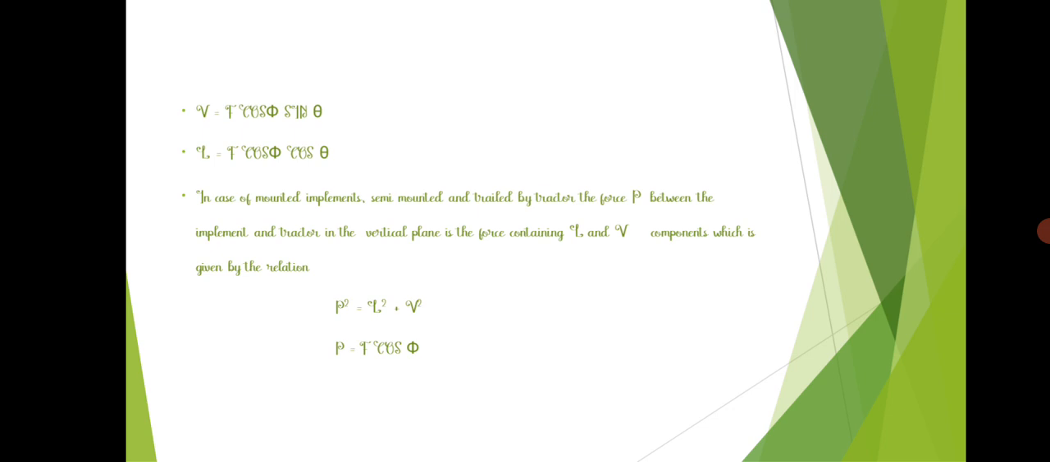In case of mounted implement, semi-mounted and trailed by tractor, the force P between the implement and tractor in the vertical plane is the force containing L and V component, which is given by the relation P square is equal to L square plus V square. So P is equal to F cos phi.